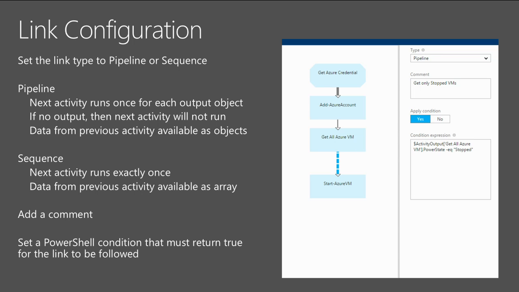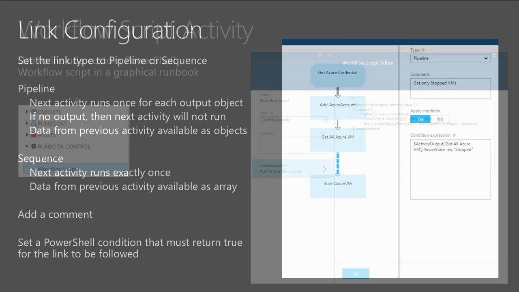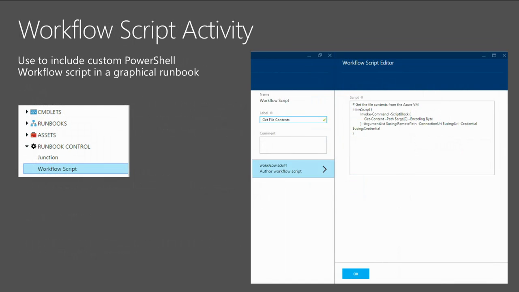And then you can also set conditions on links, and I'm going to show you how to do that in my demo here. And then finally, we give you the workflow script activity, which I talked about before, which allows you to insert general PowerShell workflow script into the graphical runbook at any space you want.